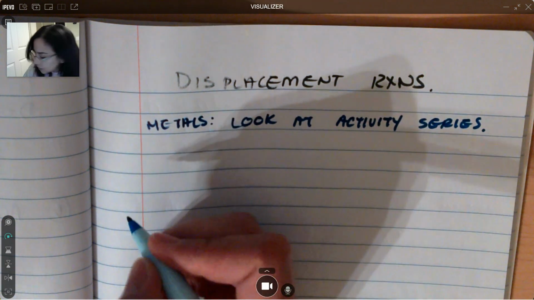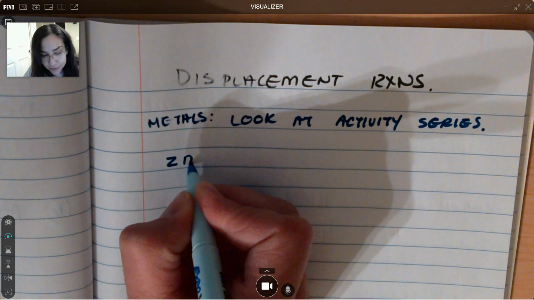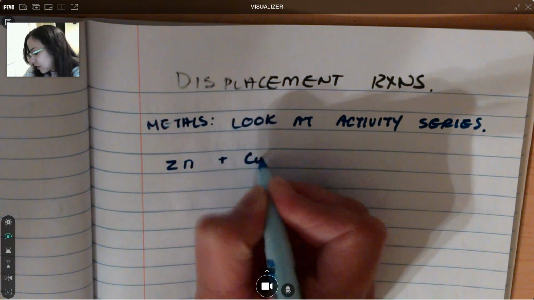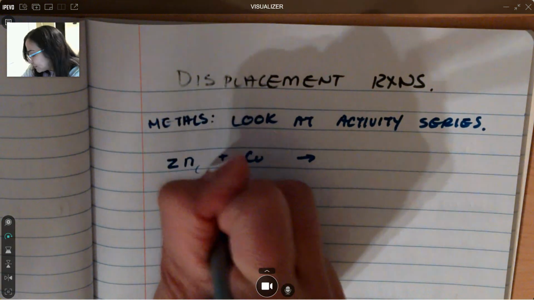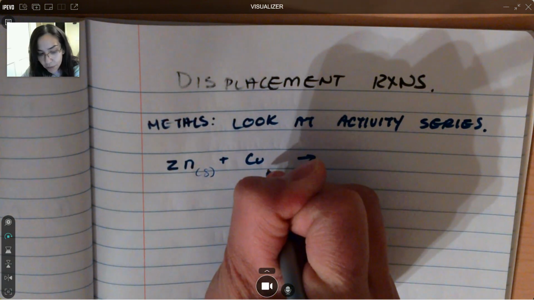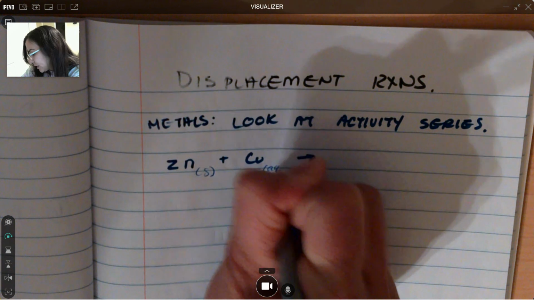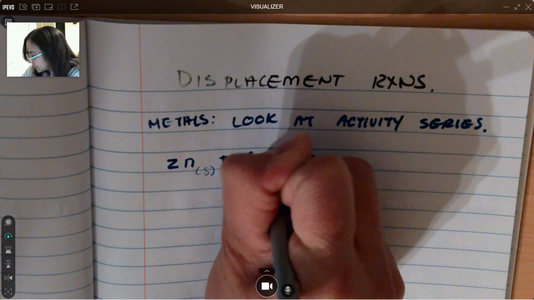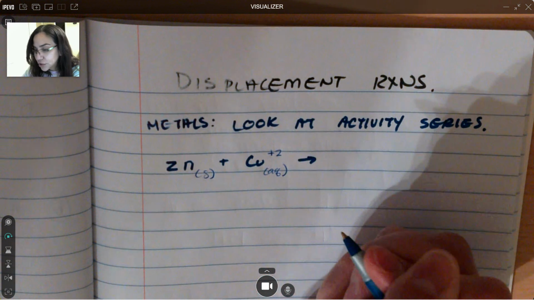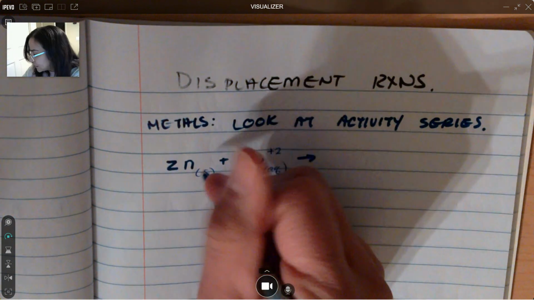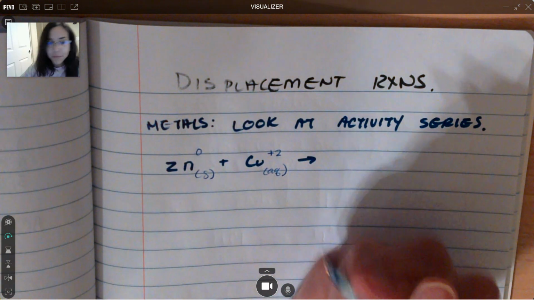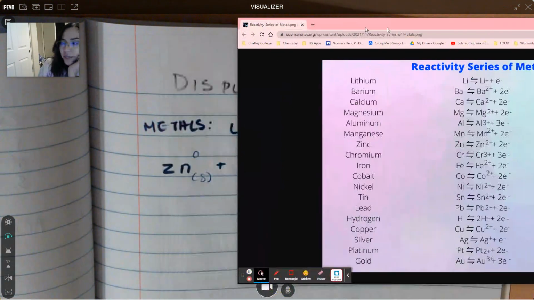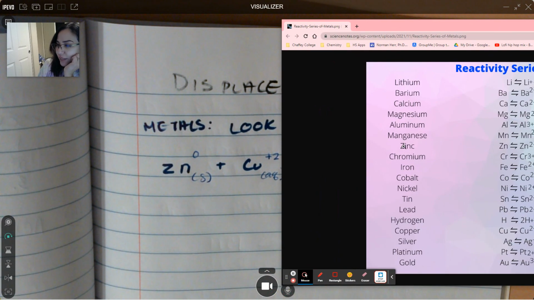Okay. So in this case, let's do an example of zinc plus copper, and we're going to see if something happens. So we have zinc solid plus our copper. In this case, our copper is going to be aqueous, and it's going to have a +2 charge associated with it. All right. Zinc is a solid, so it's going to get a 0 charge. We want to know, is this reaction going to happen? Yes or no. So let's look at this activity series. Here's zinc, and let's see if we find copper.